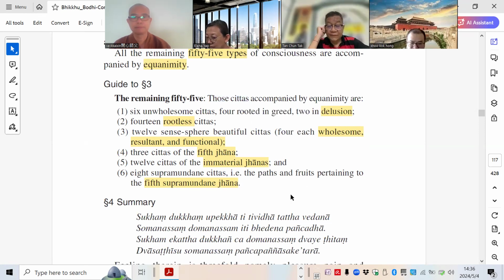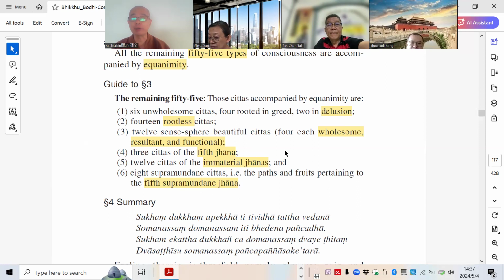The remaining 55. Those cittas accompanied by equanimity are: 1. 6 wholesome cittas, 4 rooted in greed, 2 in delusion; 2. 14 rootless cittas; 3. 12 sense-sphere beautiful cittas, 4 each wholesome, resultant, and functional; 4. 3 cittas of the fifth jhana; 5. 12 cittas of the immaterial jhana; and 6. 8 supramundane cittas, the path and fruits pertaining to the fifth supramundane jhana. Yes class, let's take a look.